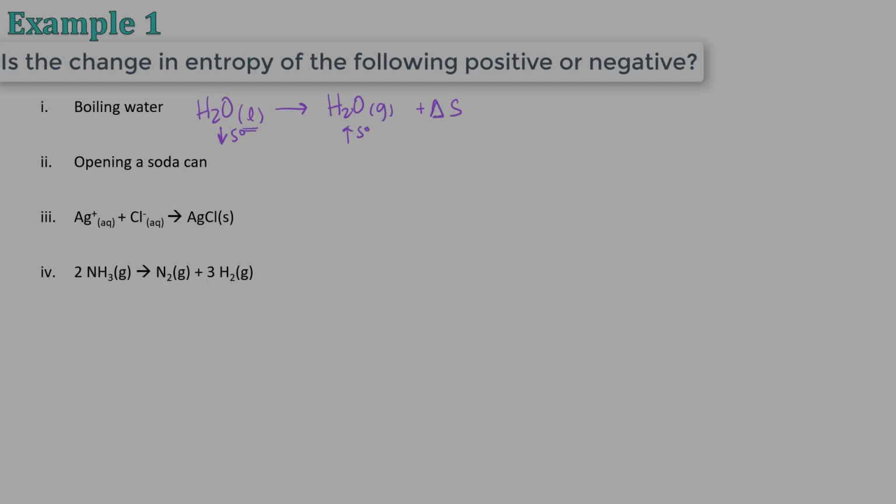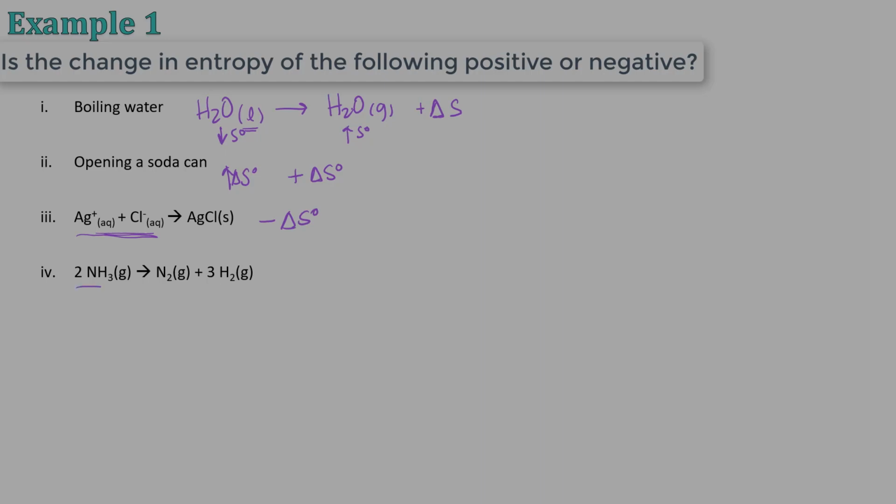When we open a soda can, it releases gases into a bigger volume, and so this is also going to be increasing entropy. So it's going to be positive. And then here we have two aqueous ions forming a solid, so this is a precipitate being formed. So this is going to be negative because the motion is decreasing.